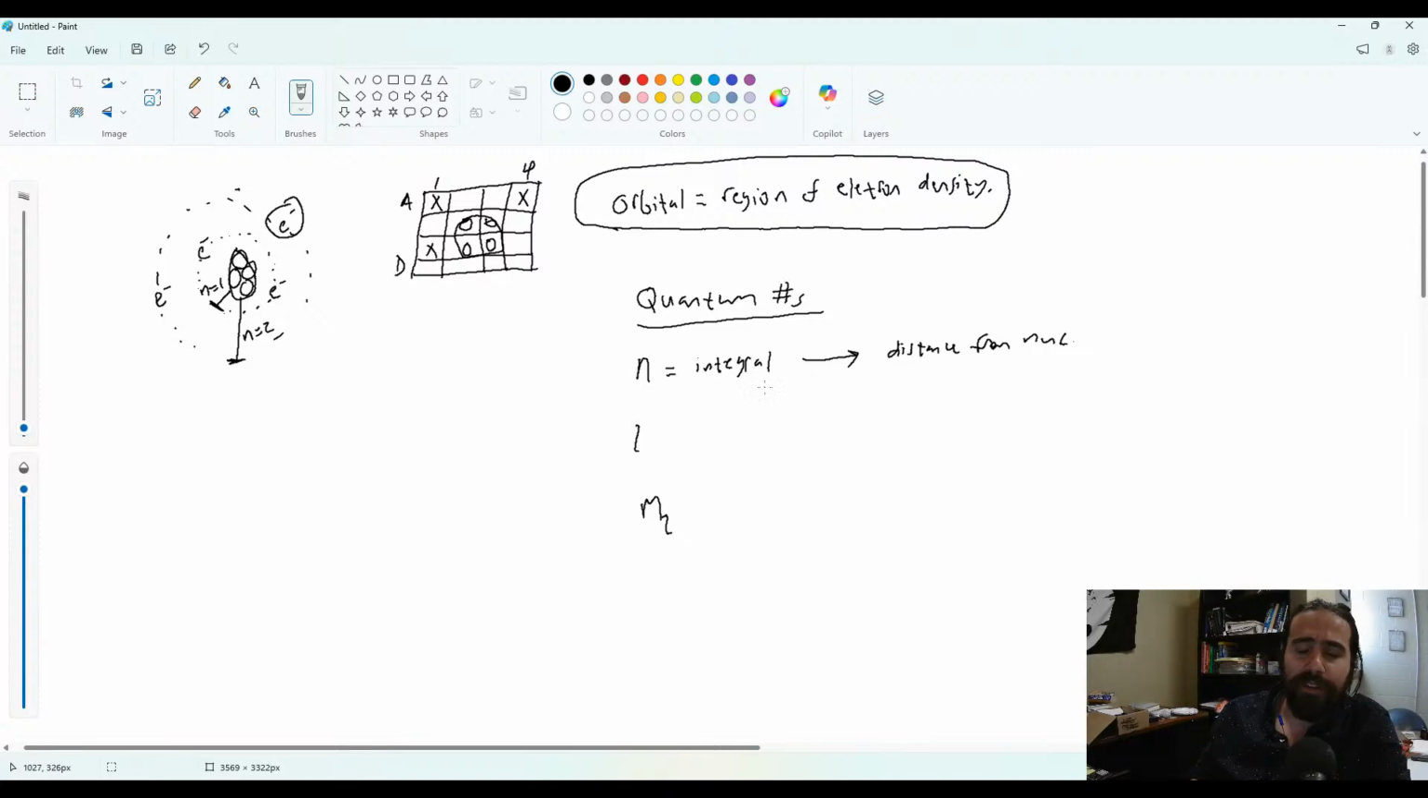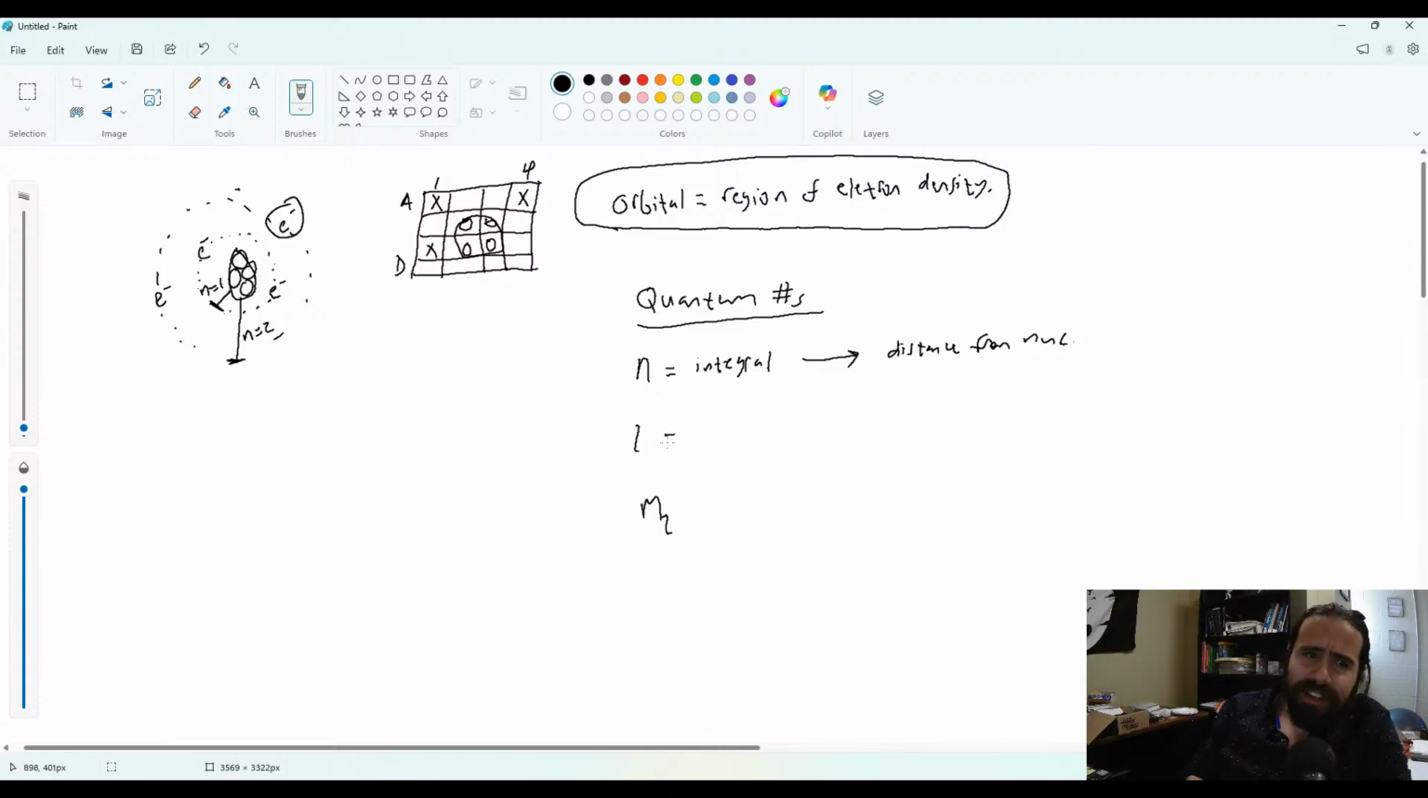Okay, that's the first one. So I could ask this question. Let's say I have an electron with an n of 2 and an electron with an n value of 4. Which one of these is farther away from the nucleus? And you would say, well, the electron that has an n value of 4, because as the n value increases, the further away the electron is from the nucleus. Okay, so that's our first one.